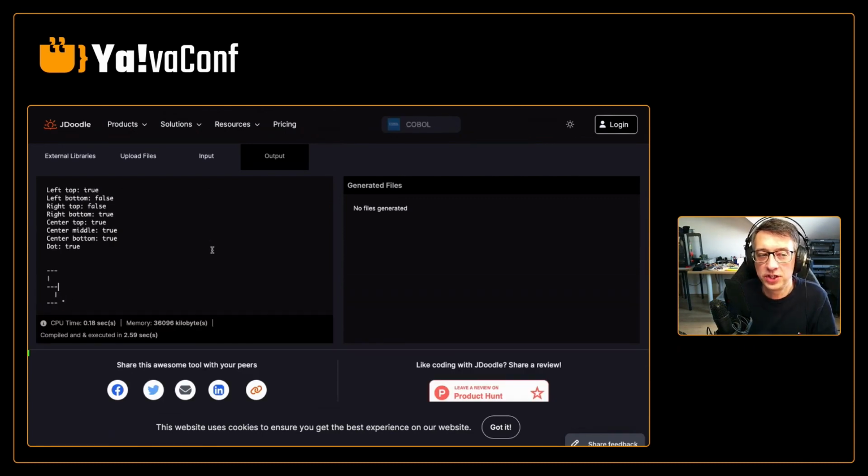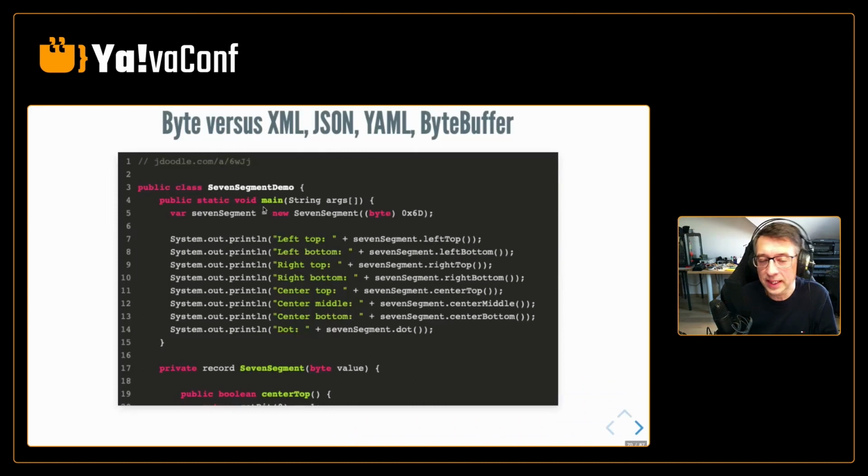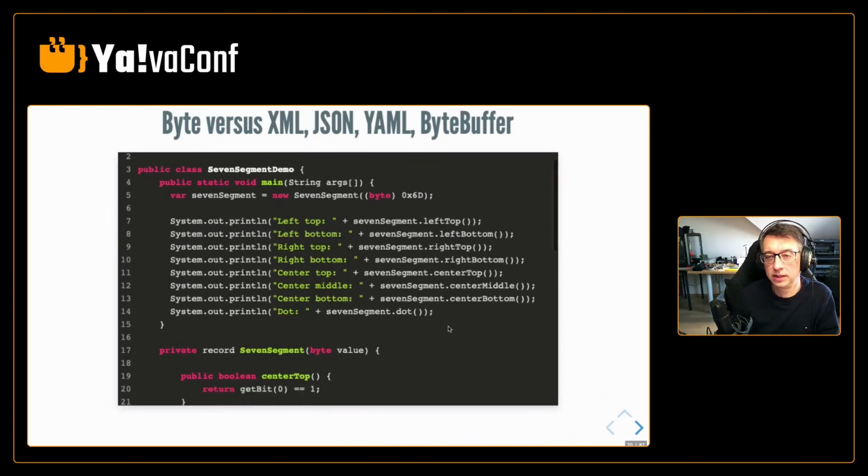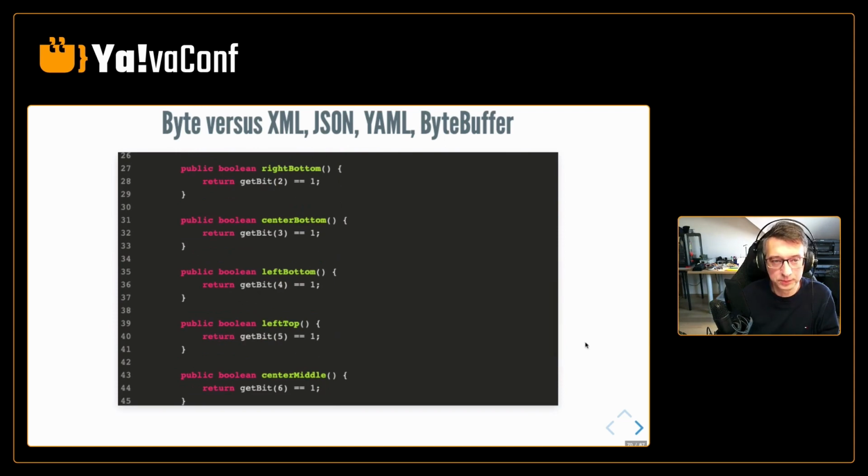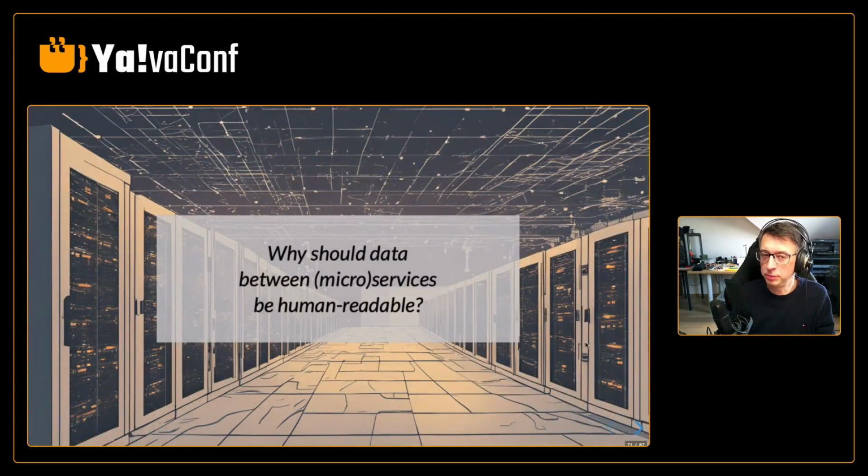So we can use Java to translate that unreadable data again to something that we, as developers, can understand and read. Because that's the main message of this presentation: why should data between microservices be human readable? Of course, it's very easy when you start debugging a system to just check what has been received and what has been sent.